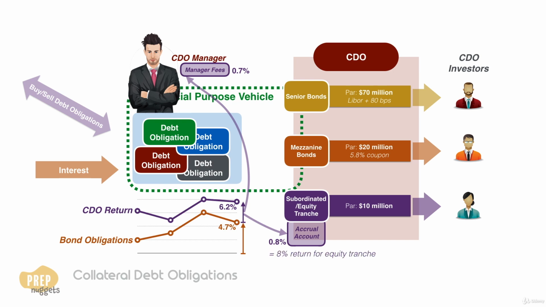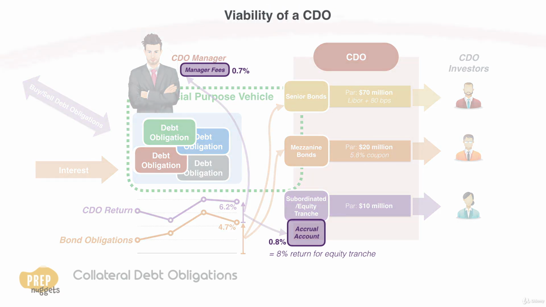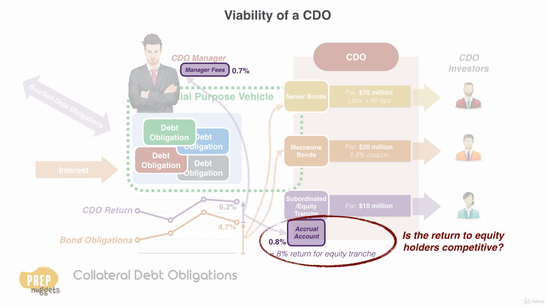So the return to the tranche holders is actually 8%, as the equity tranche is only 1/10 of the total par value. This is the key to whether or not a CDO is viable. If a structure can be created that offers a competitive return for the equity tranche and earns the manager sufficient fees, the CDO is viable and institutions will create CDOs to serve the market.